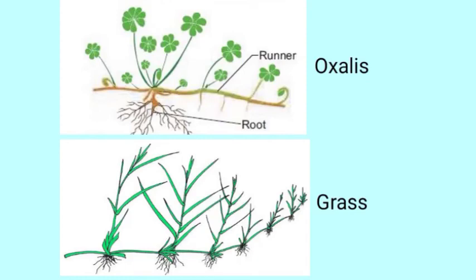Let's see the diagrammatic representation of runners in oxalis and grasses. In both the plants, the nodal regions produce adventitious roots into the soil, and on the upper side they contain leaves. Each unit is called a runner. Whenever this runner detaches from the original or source or mother plant, it can survive as a new individual plant, which is called vegetative propagation or vegetative reproduction.